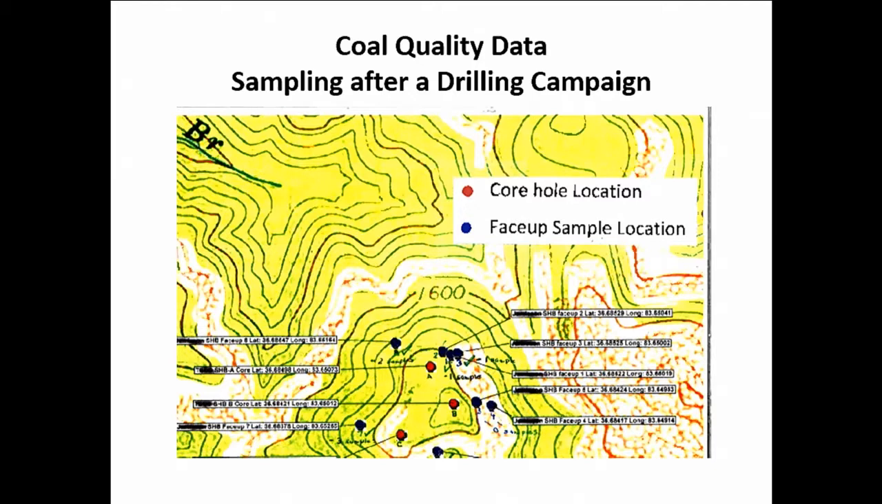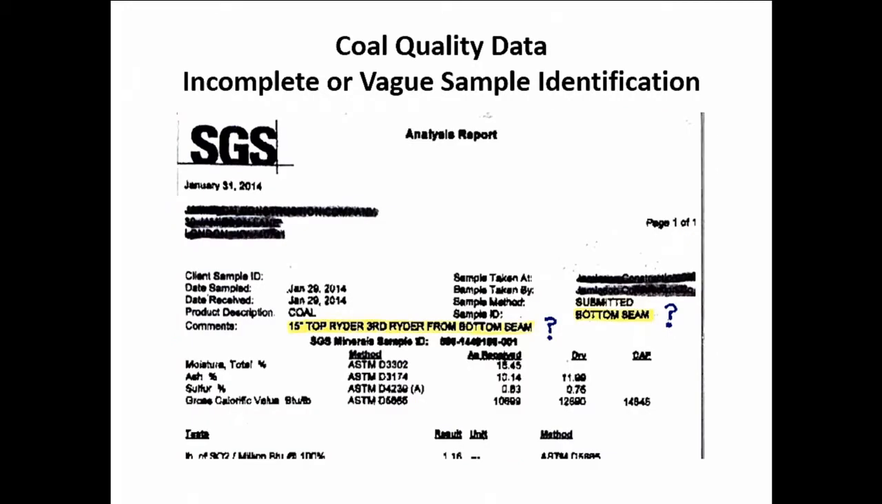It's hard to see, but the bench samples show the lat long and the identification of the location, but they don't include the surveyed elevation. Now, we go to the laboratory report for the bench sample that was taken after the drill hole. In the yellow, you see that the identification of the seam is very ambiguous. You see 15-inch top rider, third rider from bottom seam. Well, what's the bottom seam? What's the identification of the bottom seam?